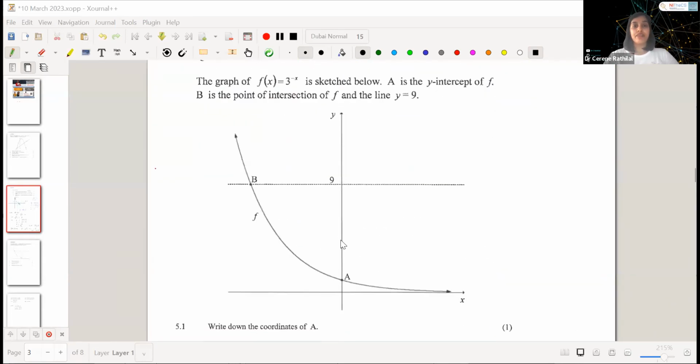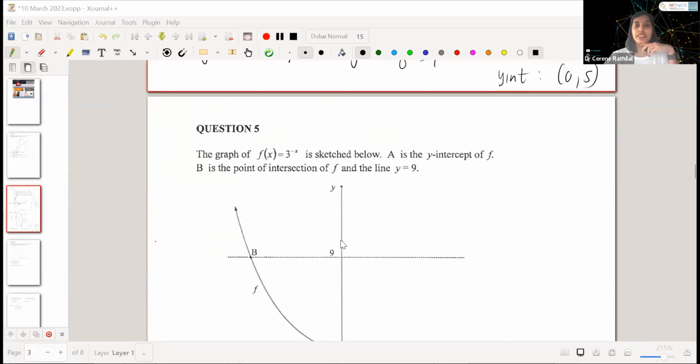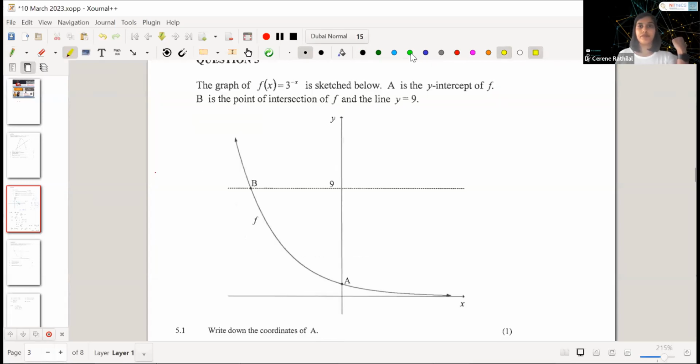Okay. Right, there is another question on here that I also wanted to cover, because our first question that we did was on a parabola. The second one looked at a hyperbola. And now this one is dealing with exponential functions, okay? So it says that we have f of x equals 3 raised to the power minus x. A is the y-intercept of f, right? So this is what we're given.